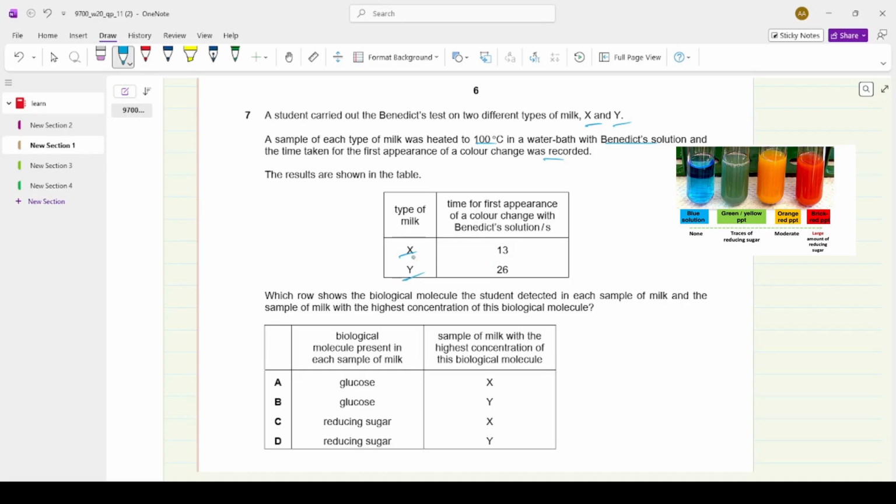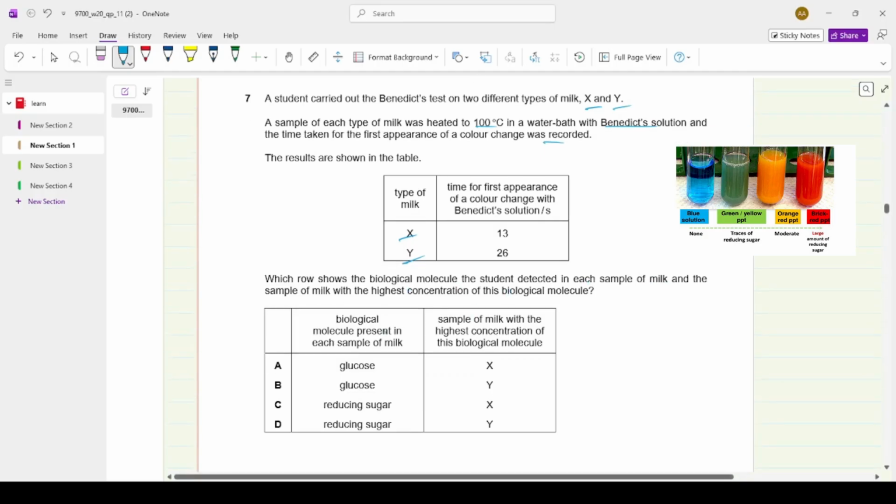So in this case, X has more reducing sugar than Y, but we can see that all of them had a reducing sugar. Which row shows the biological molecule the student detected in each sample of milk and the sample of milk with the highest concentration of the biological molecule? So the biological molecule present in each milk, glucose, it can be true. However, we know that there are also other reducing sugars, which could be fructose, maltose. So all those are reducing sugars which can also be found in milk, lactose. That is A and B. It is more specific by saying glucose.